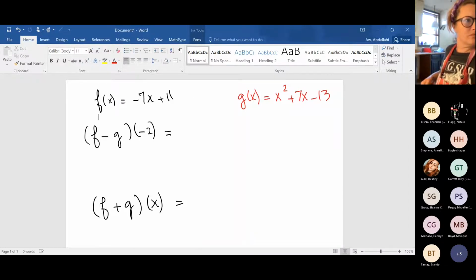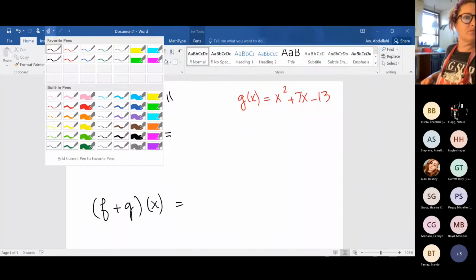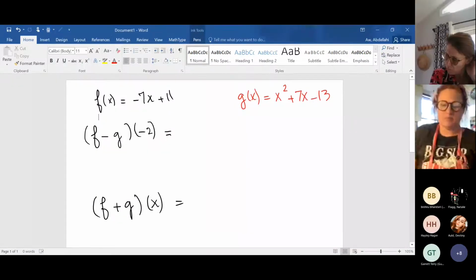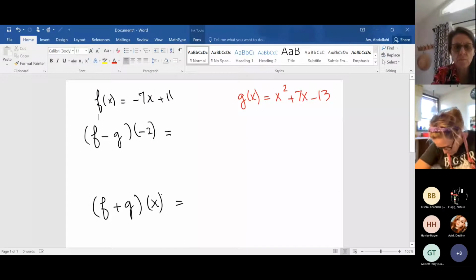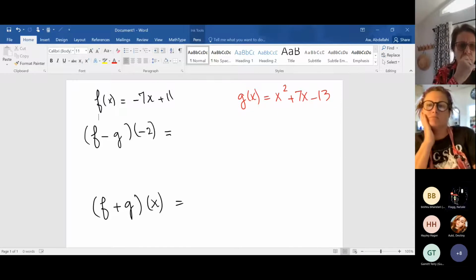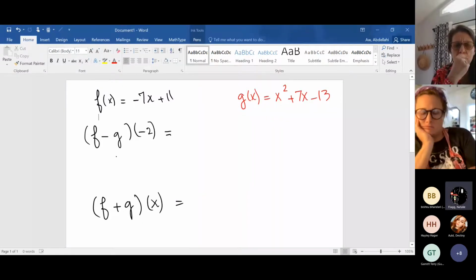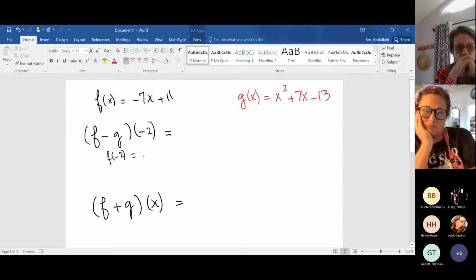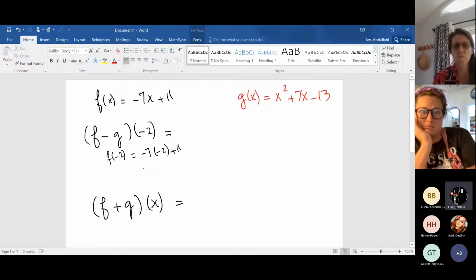All right, I think it's been 5 minutes. So can somebody volunteer to give me the first steps of the first one, please? Go ahead, please. Substitute the -2 in the f of x formula. Okay, so we see f of -2, which is how you get it? -7 times -2 plus what? Oh, plus 11. And this gave you how much?